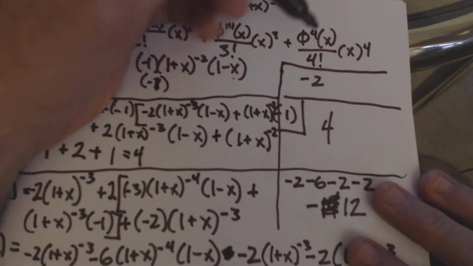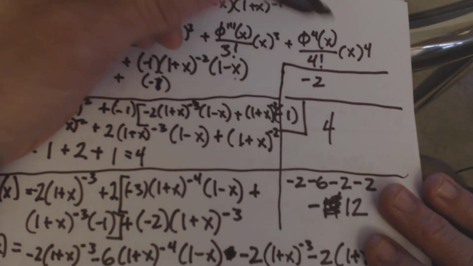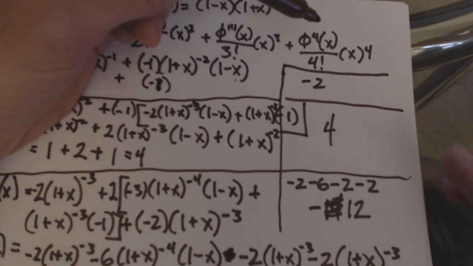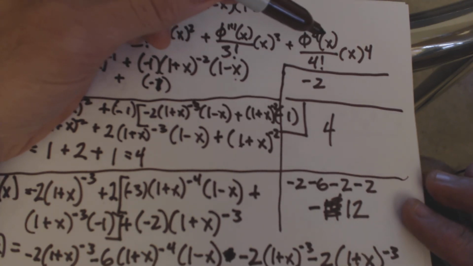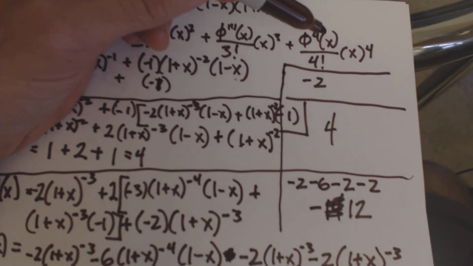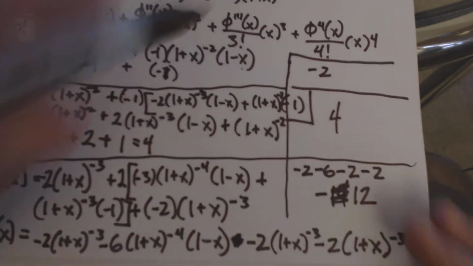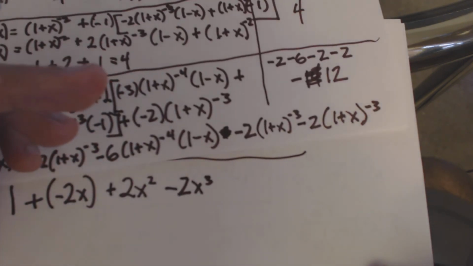And then finally we have the last term. We figured out the fourth derivative evaluated at 0 is 48 divided by 4 factorial. 4 times 3 is 12 times 2 is 24 times 1 is 24. 48 divided by 24 is 2, so we're left with 2x raised to the 4th power.